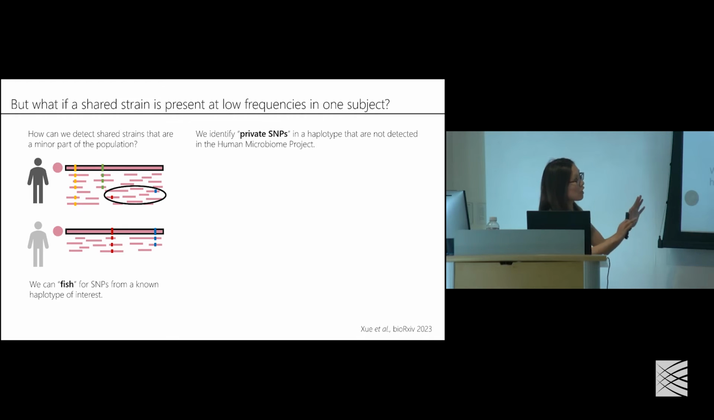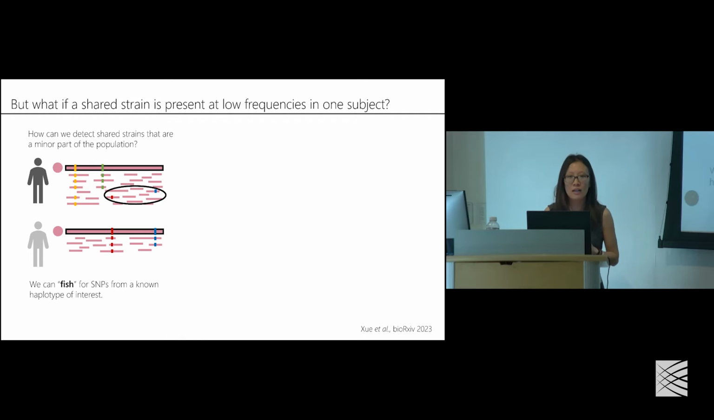Okay, and so the first step in trying to look for these SNPs. Oh, sorry, go ahead, Tim. I know the folks who developed InStrain also look for shared polymorphism. Is the fishing fundamentally different than what's going on in InStrain?